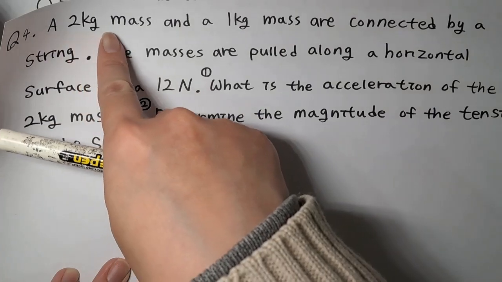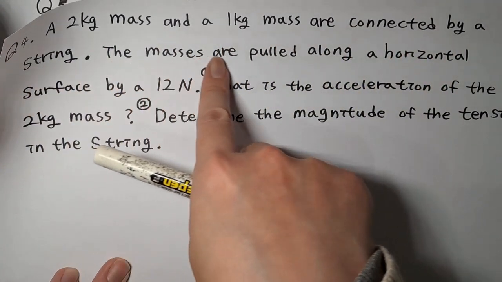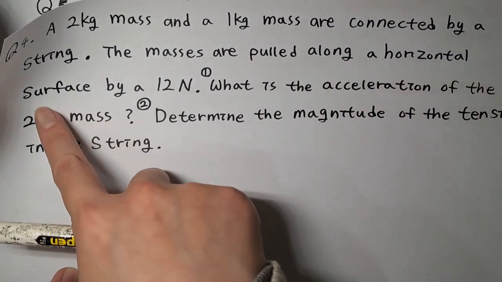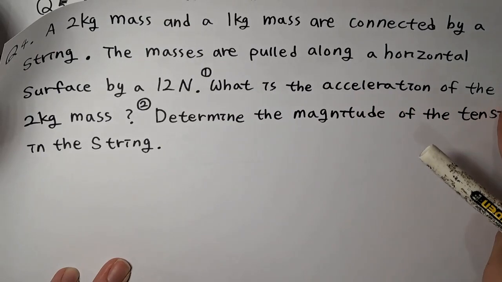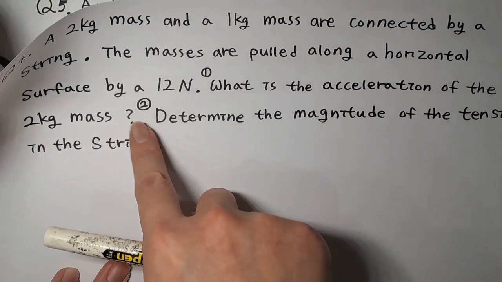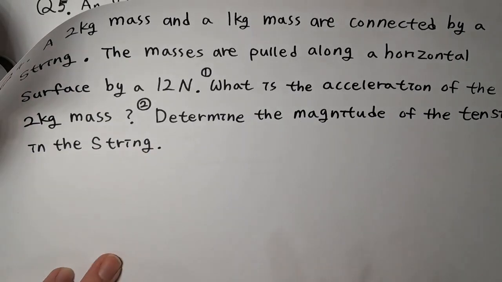A 2 kilogram mass and a 1 kilogram mass are connected by a string. The masses are pulled along a horizontal surface by a 12 Newton force. What is the acceleration of the 2 kilogram mass? Determine the magnitude of the tension in the string.